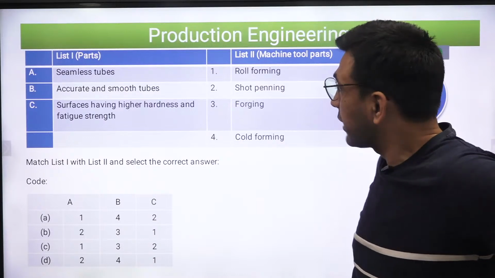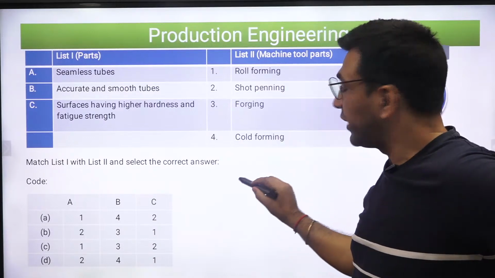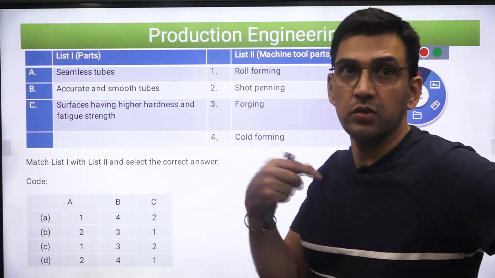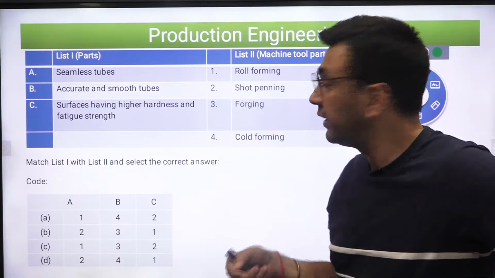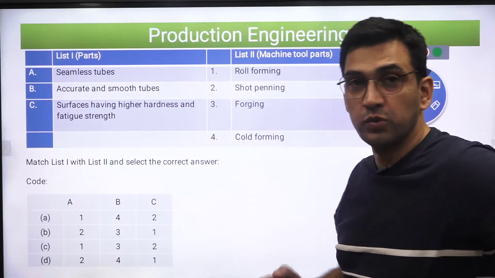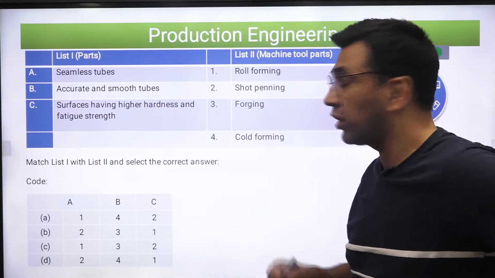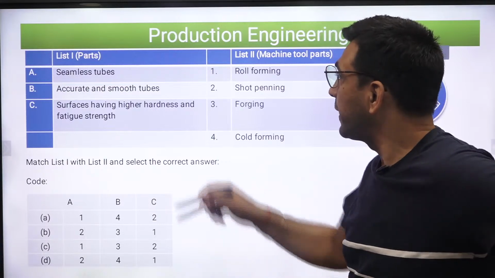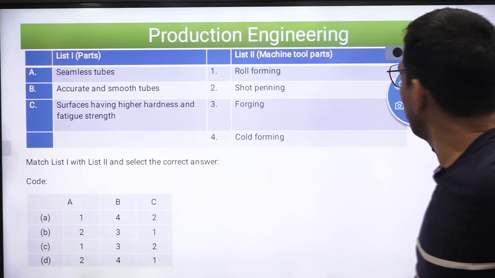Okay. See, seamless tubes we can produce by two major methods. Seamless means you are having no seam, that is, no weld. So in case of seamless tubes, either extrusion is the method or the other one is piercing, and we also call this roll forming. So in that case, now I will take you to this slide.